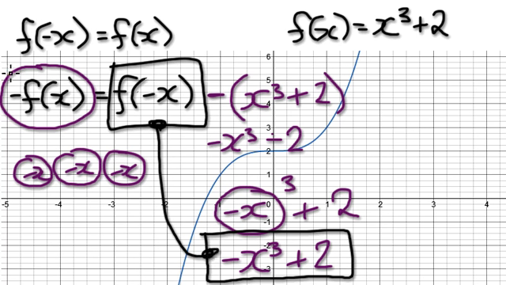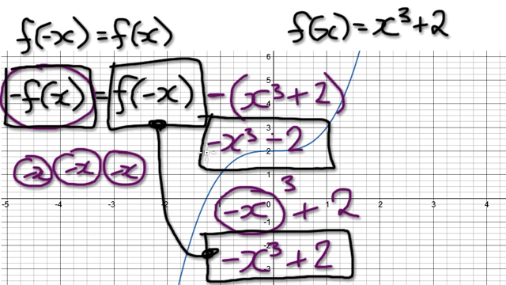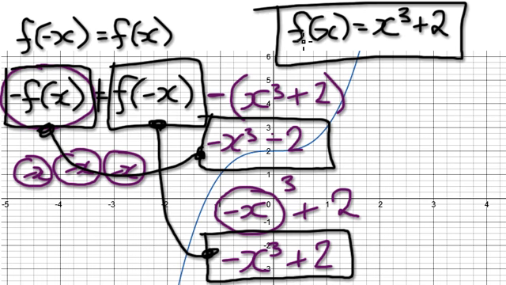Earlier we applied the other transformation and it gave us this. Now your job is to check if these two are the same. Well, the first part is the same, but here you've got minus 2 and here you've got positive 2. So they're not the same. So this is not an odd function either. So this is not an even function and it's not an odd function.